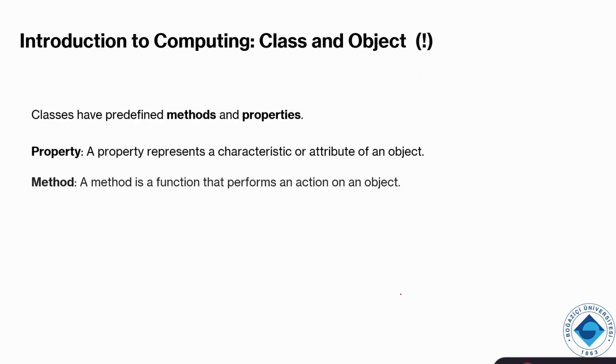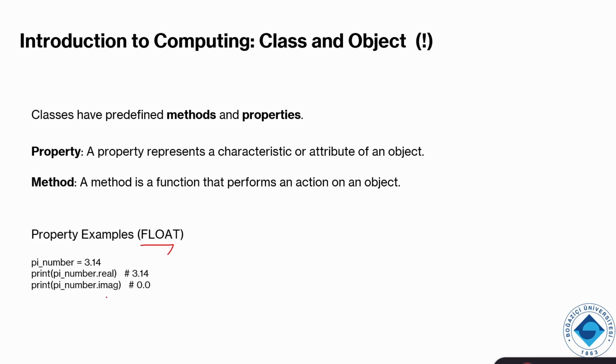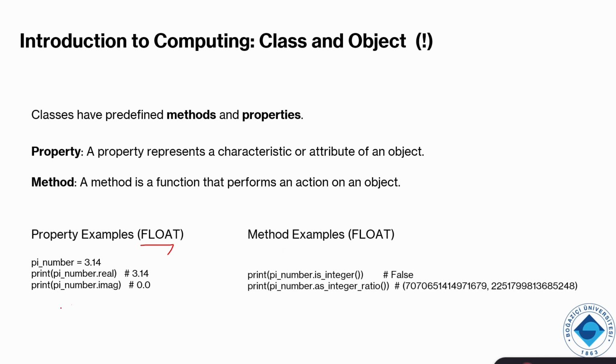In the last example, floats also have some properties and methods. I will skip the properties here because I already explained them in the integer example. And for methods, if we write the pi number and use is_integer, it will check whether it is an integer or not, and it will return false or true. And again, you can see the other example here.